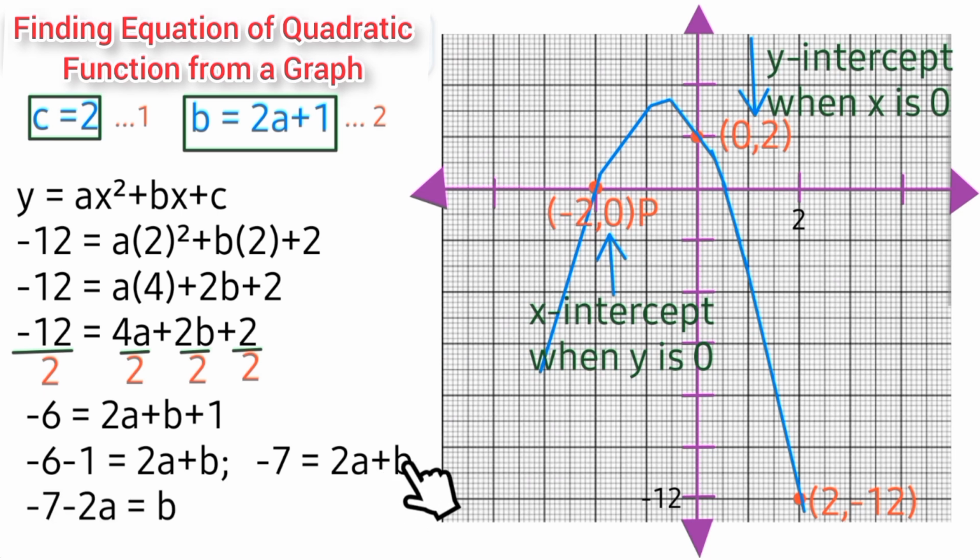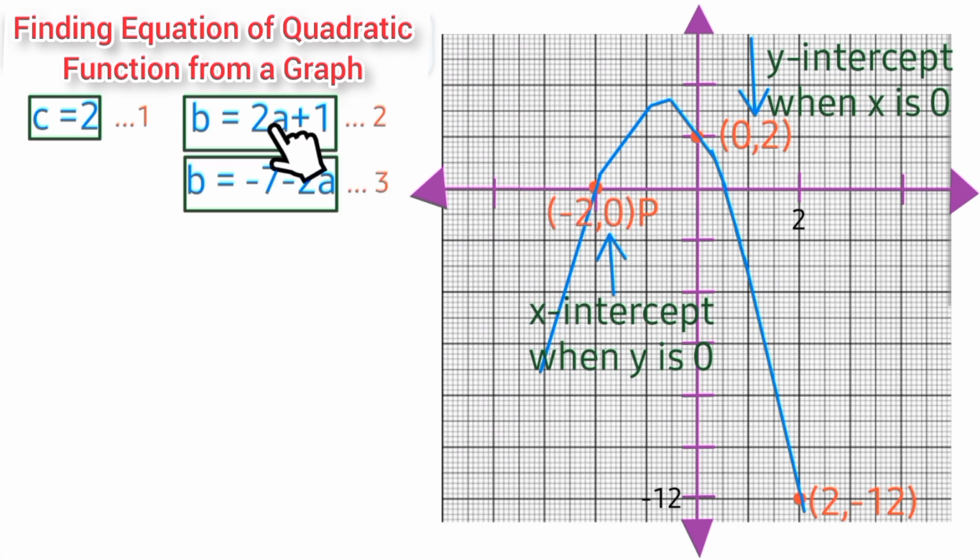Making b the subject of the formula here, we have minus 7. When positive 2a crosses this equal sign, becomes minus 2a, and then equal to b. So here, our b is equal to minus 7 minus 2a. So from the third point, b equals minus 7 minus 2a.